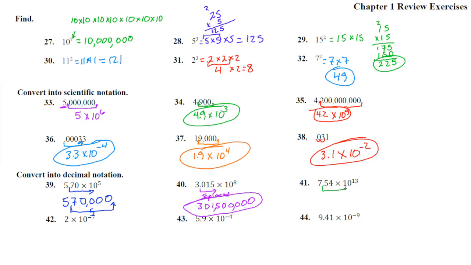All right, next one. 7.54 times 10 to the 13th. We're going to move it that way, 13 places. Okay, move it past the 5, move it past the 4. That's 1, 2, and then we'll have 11 zeros. 1, 2, 3, 4, 5, 6, 7, 8, 9, 10, 11. All right. Okay, number 42.